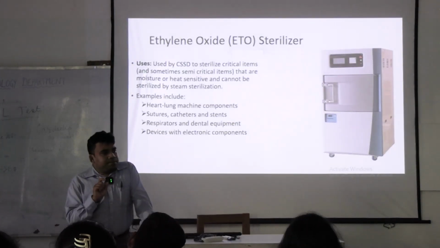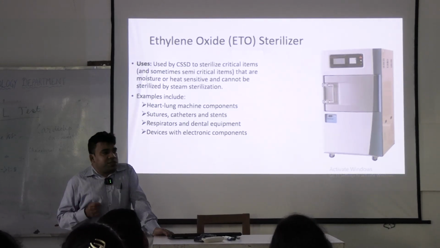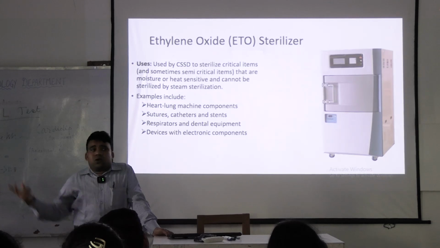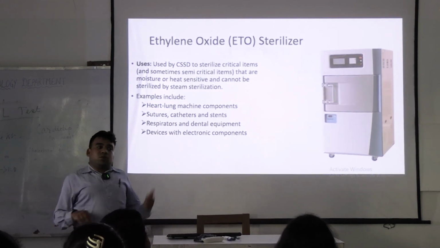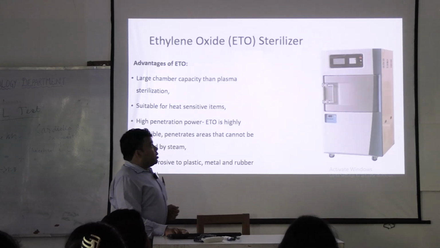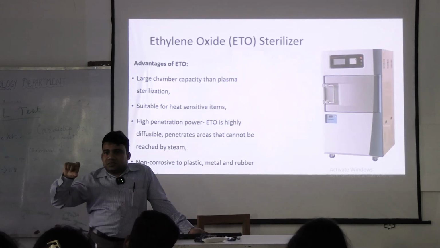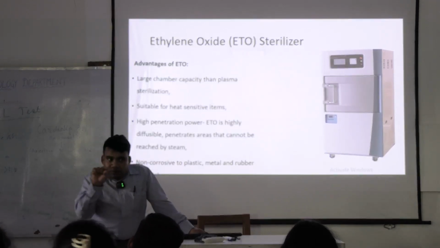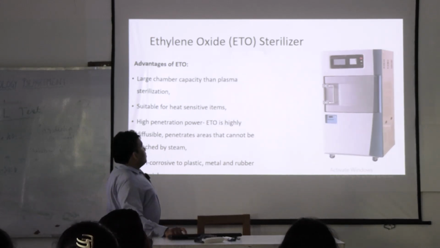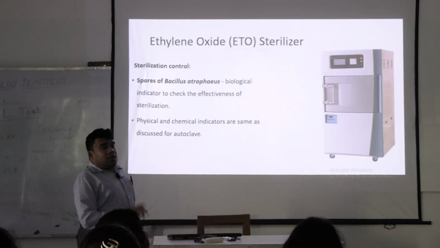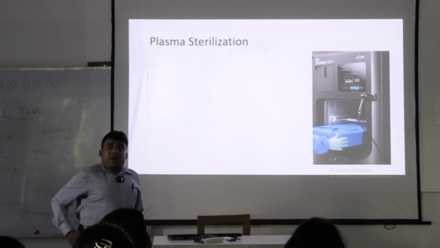You have heard about pacemaker? It's an electric equipment. It is placed inside the body, so it should be sterile. But if you put the pacemaker in an autoclave, what will happen? The electric component will get damaged. That is an example where ETO is used. Even if you go back and look at the packaging of the syringes and the needles that come pre-packed, look for the method of sterilization. You will find this sort of sterilization. Okay, that was the advantage. Control is Bacillus atrophaeus.